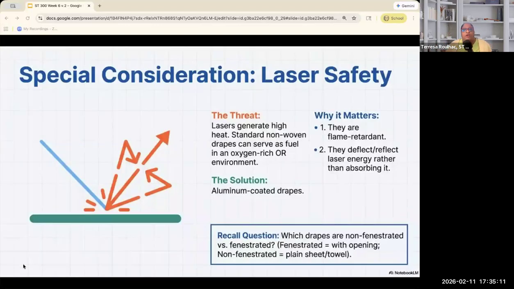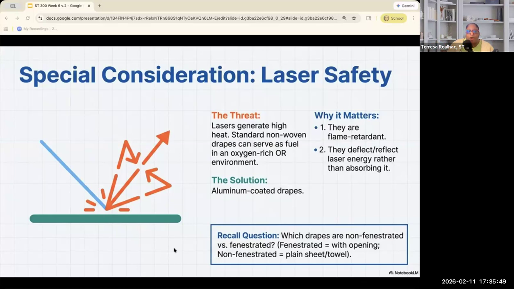Other considerations to think about. Sometimes we have lasers. Standard draping alone is not enough, so we have certain laser-specific drapes and strategies that we use. In most cases, standard drapes will protect the sterile field. But when a laser comes into the room, we're talking about high heat, and we're already in an oxygen-rich operating room. Materials that are normally safe become fuel. So we have other precautions that we put into place.